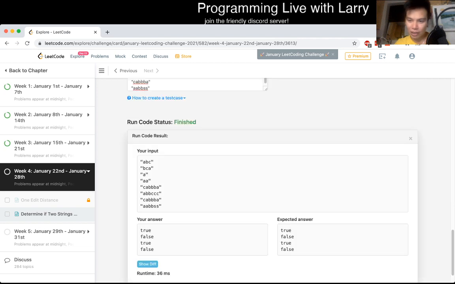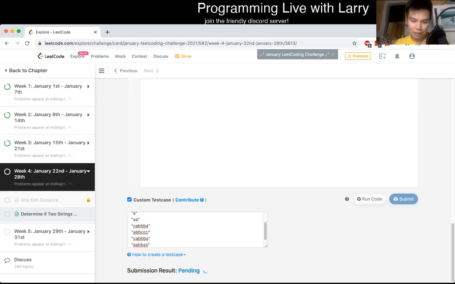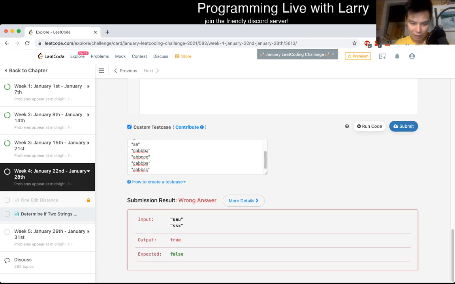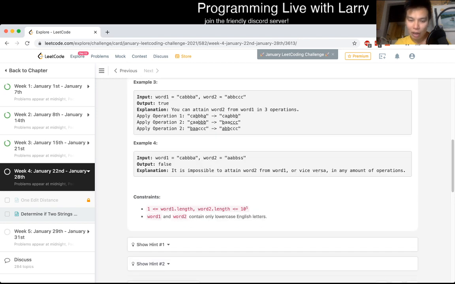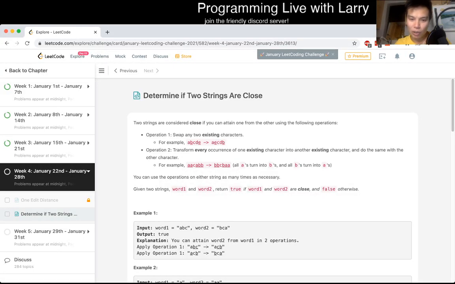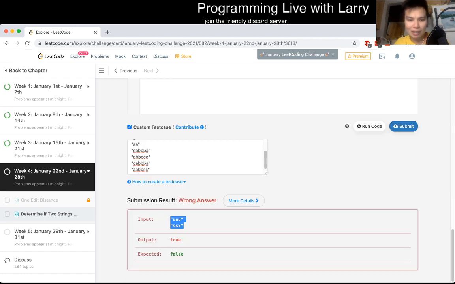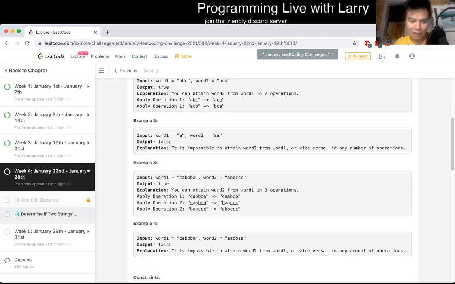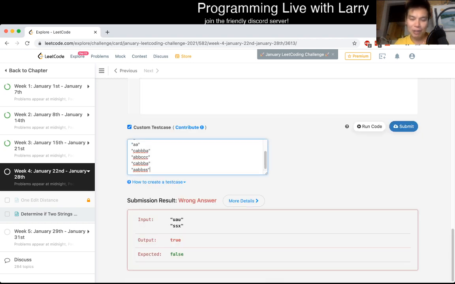Okay, so that looks good. Let's give it a submit. Ooh, wrong answer. Did I misunderstand this one? Oh, okay, I did misunderstand this one. So you have to swap two of them. So you can't just replace them. Okay. Wow, that didn't come up in all the test cases. That's actually surprising. Okay, so I am a little bit wrong on this one.